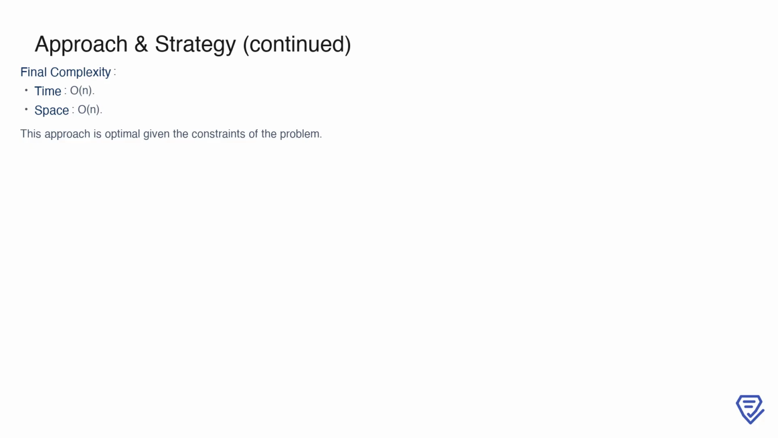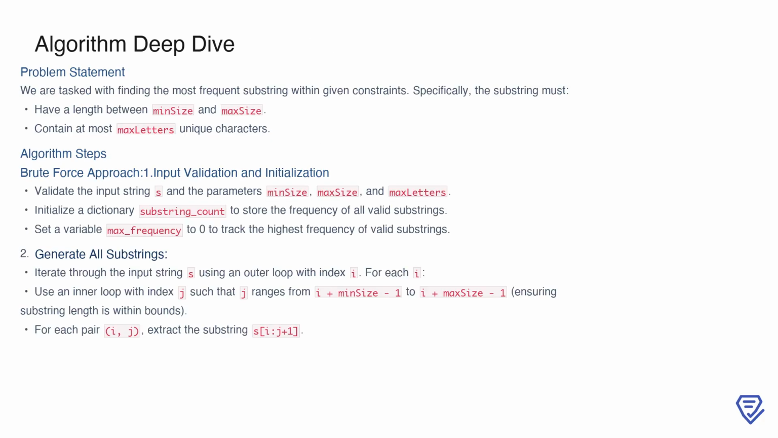requirements without unnecessary overhead. In this problem, we aim to identify the most frequent substring of a given string while adhering to specific constraints. These constraints require the substring's length to fall within a given range, defined by min size and max size, and limit the number of unique characters it can contain to at most max letters.